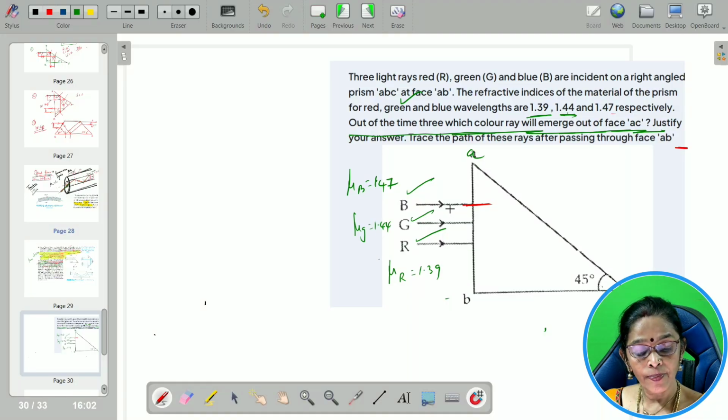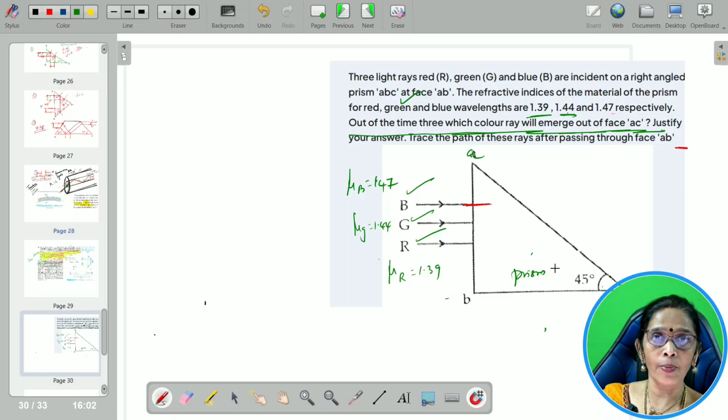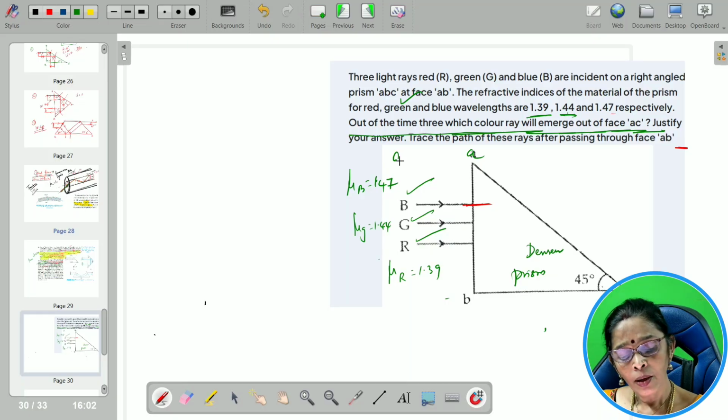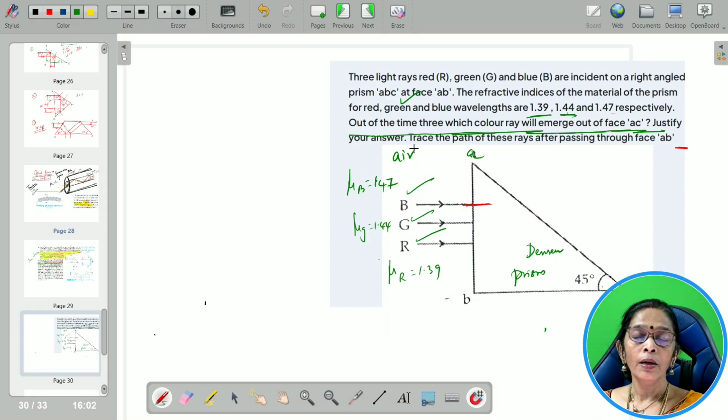Allow the light to fall on the prism. It is made up of glass, so it has some refractive index, and therefore it is called the denser medium. This is the air medium. We know very well that TAR can happen only if the ray of light travels from denser to rarer. Now, you check the blue light.